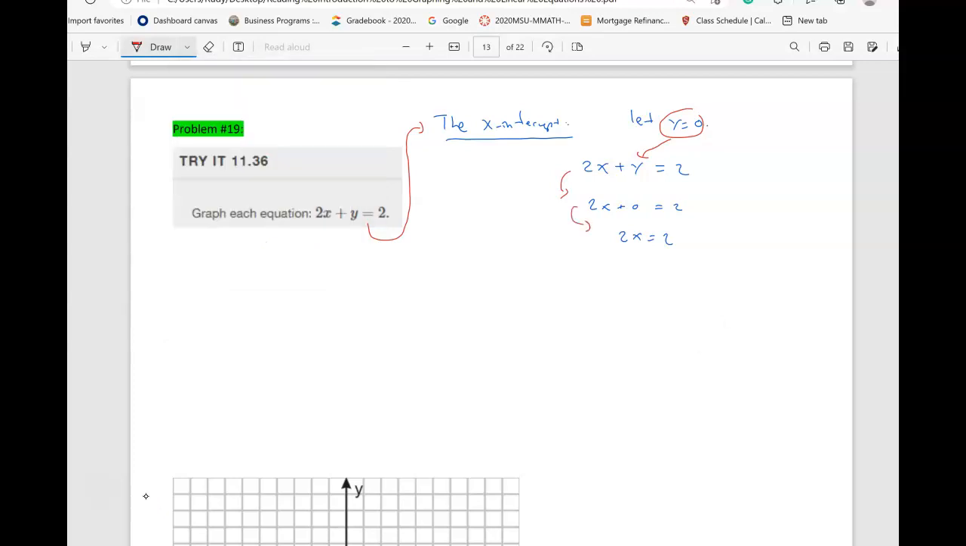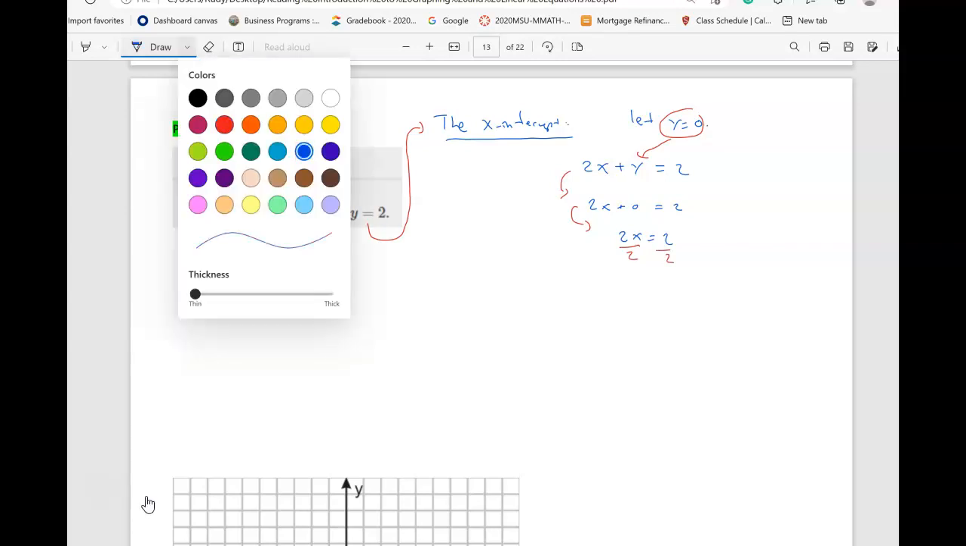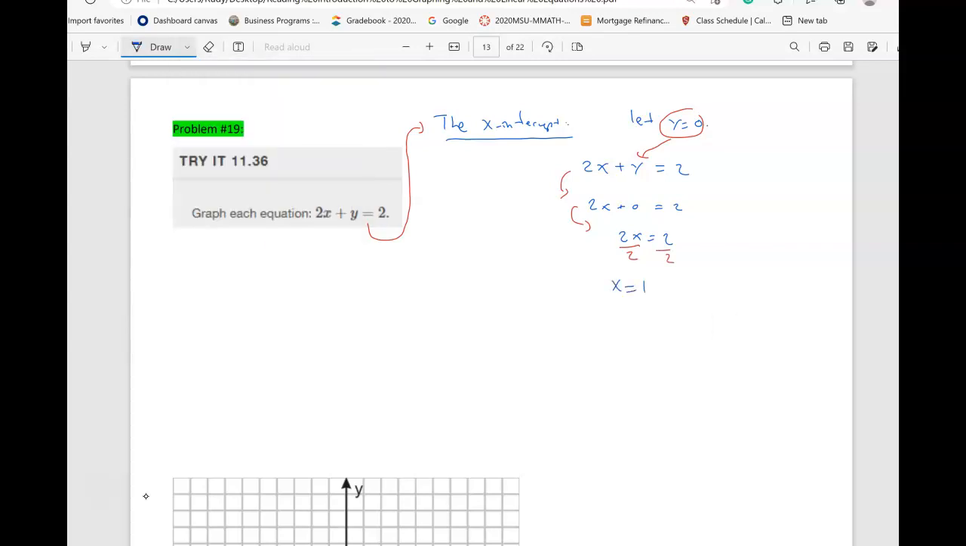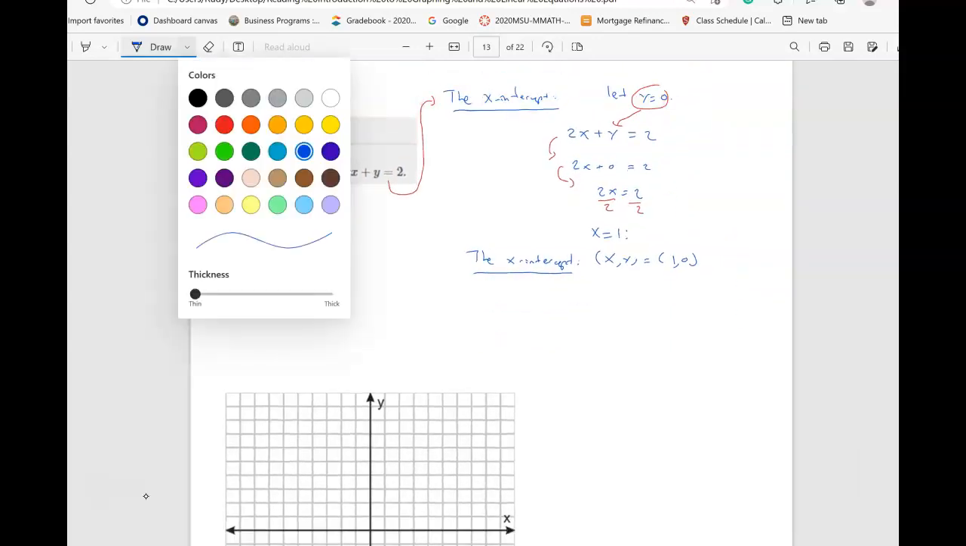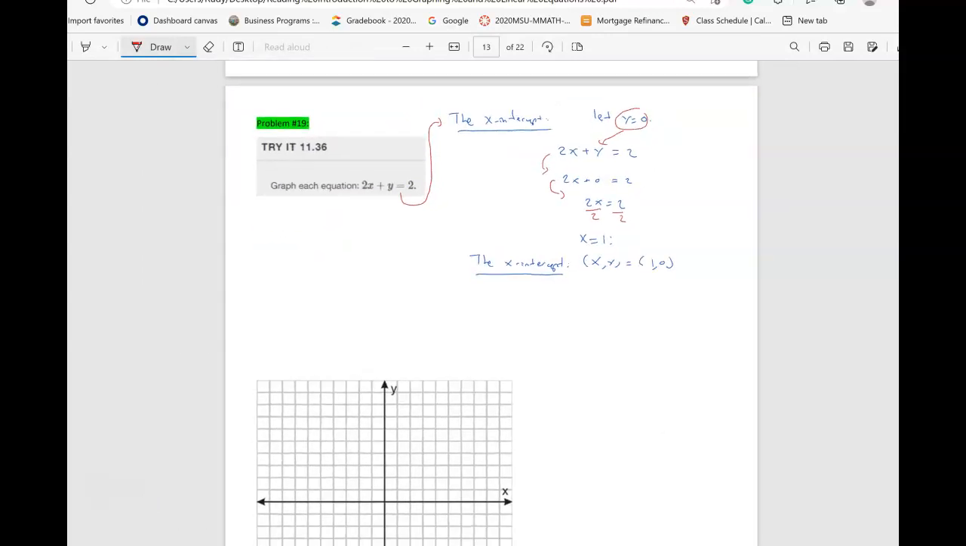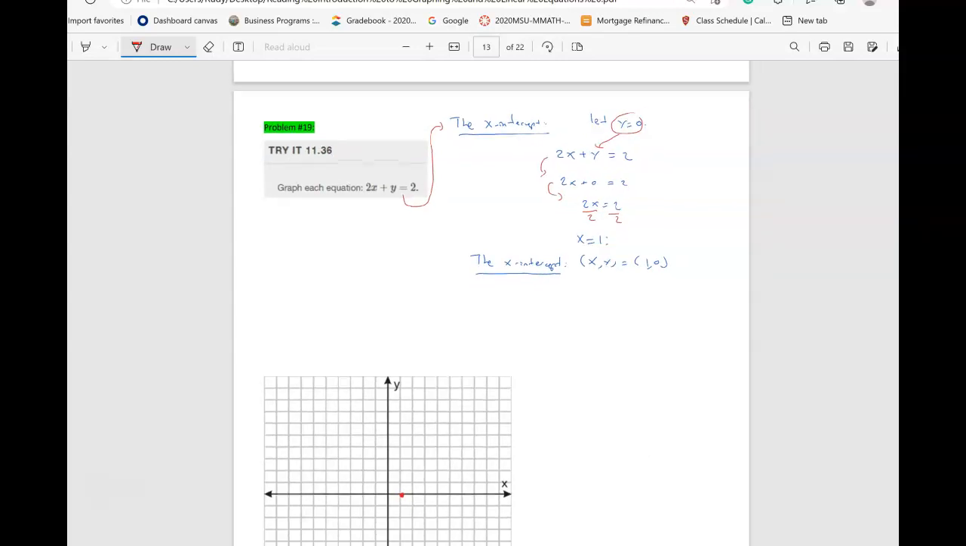And then we're going to simply divide by 2, and we're going to end up with x is equal to 1. So the x-intercept, as a coordinate point x and y, is 1, 0. So for us, that's going to represent this point here. This is technically 1, 0.